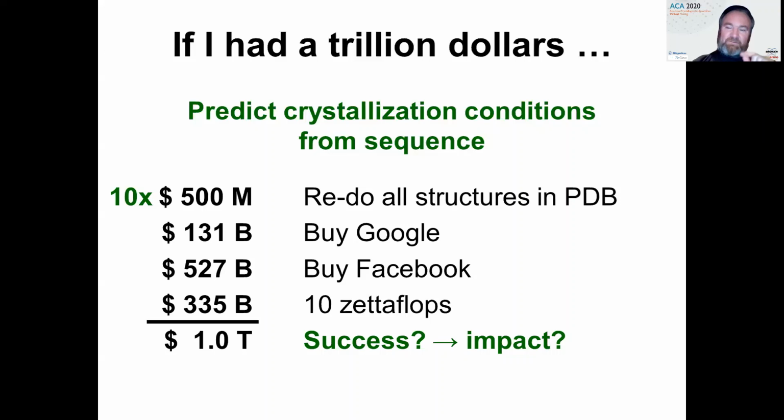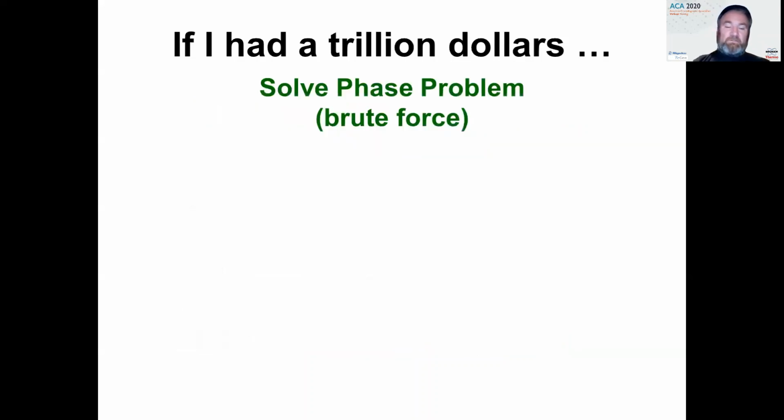What if you could just type a sequence into Google and get not just the crystallization conditions, but whether or not that protein will crystallize? How much of an impact would that have on structural biology, on medicine? Well, and by the way, that computer is good for other things.